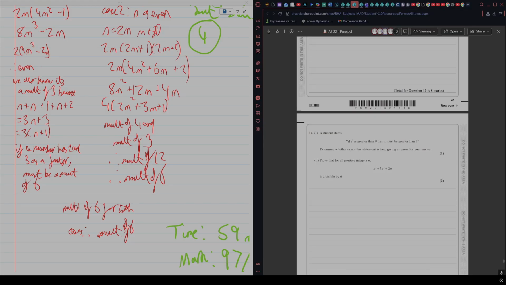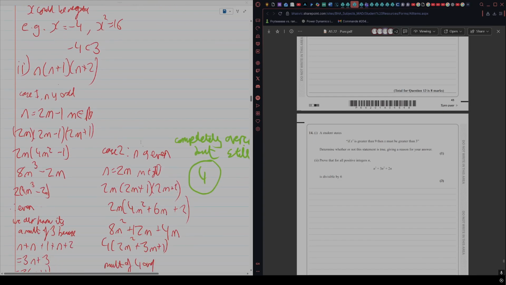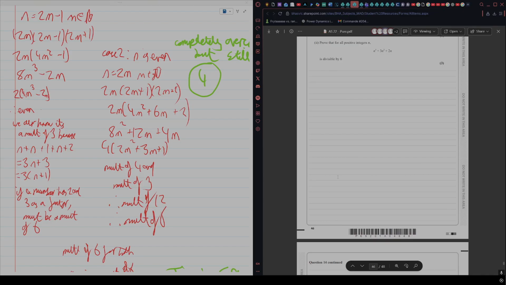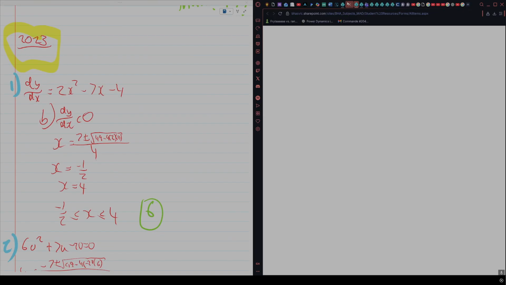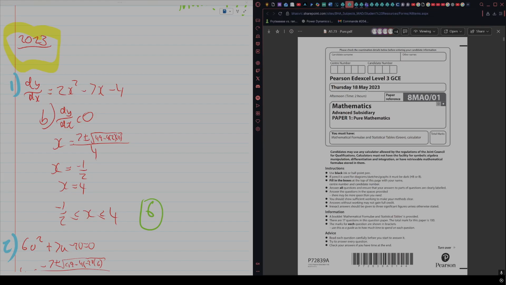You could do this multiple different ways. It's 3 marks, and especially if you're at the end of the paper and you need time, then it's probably not very time efficient to do this. But anyway, that's the end of the paper. So let's go on to 2023 paper now. My voice is already giving in, but we'll try.